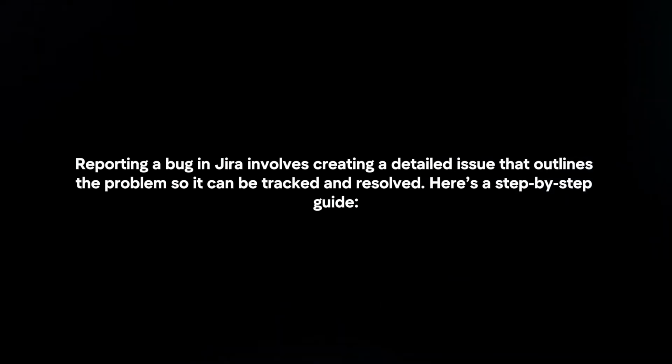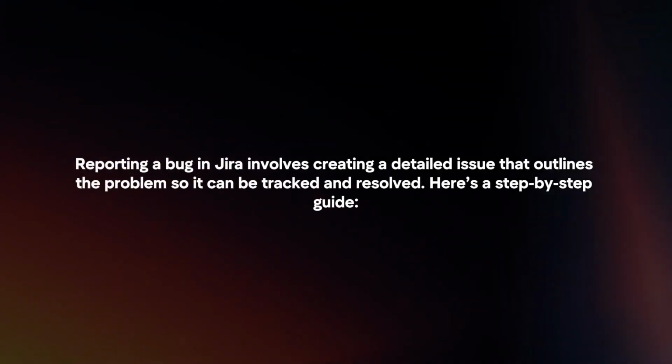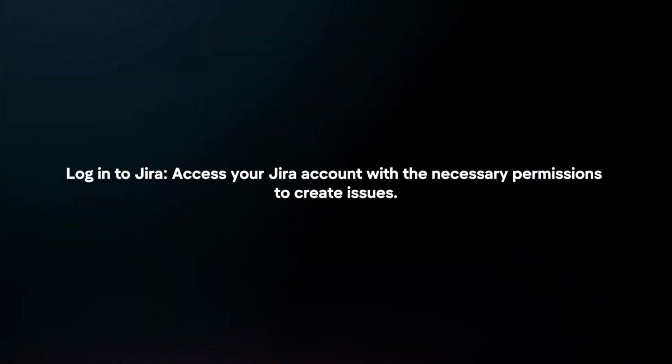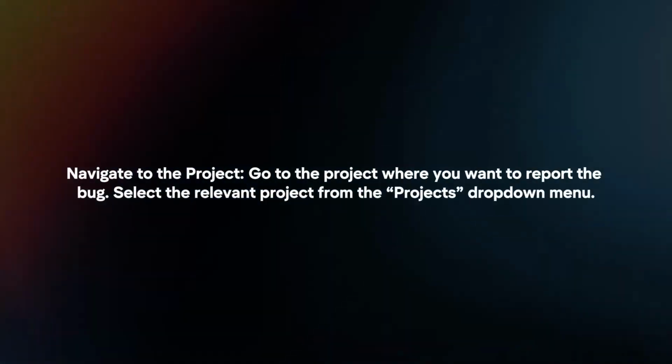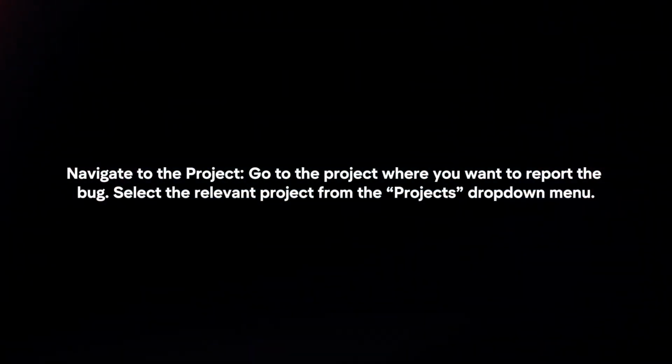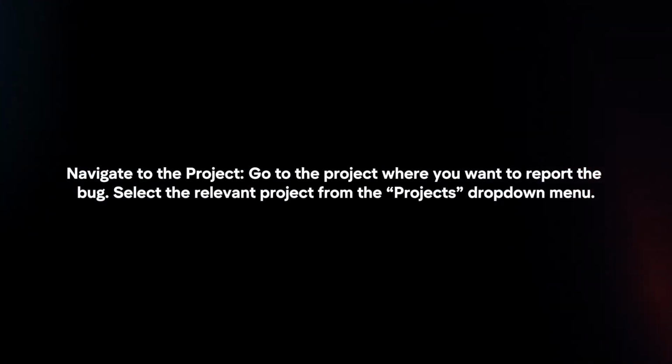Reporting a bug in Jira involves creating a detailed issue that outlines the problem so it can be tracked and resolved. Here's a step-by-step guide. Log into Jira. Access your Jira account with the necessary permissions to create issues. Navigate to the project. Go to the project where you want to report the bug. Select the relevant project from the Projects drop-down menu.